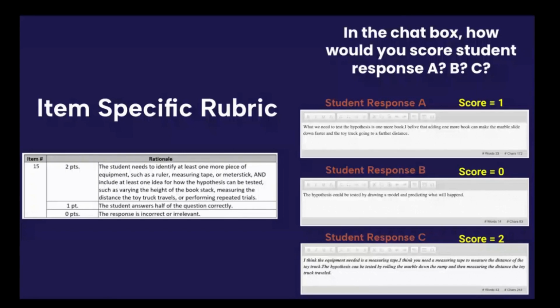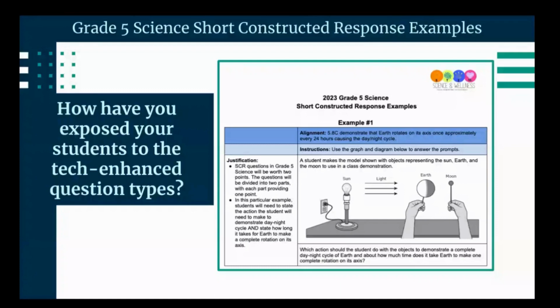As you begin scoring your SCR prompts for your students, make sure that you take a specific look at how the rubric is worded and what we are looking for from the student responses. We have provided you with some examples of the short constructed responses, how students will respond, and also the justification as to why the students' responses will be correct or incorrect. This document can be found in your participant guide. It is for reference as you begin to score your SCR examples.